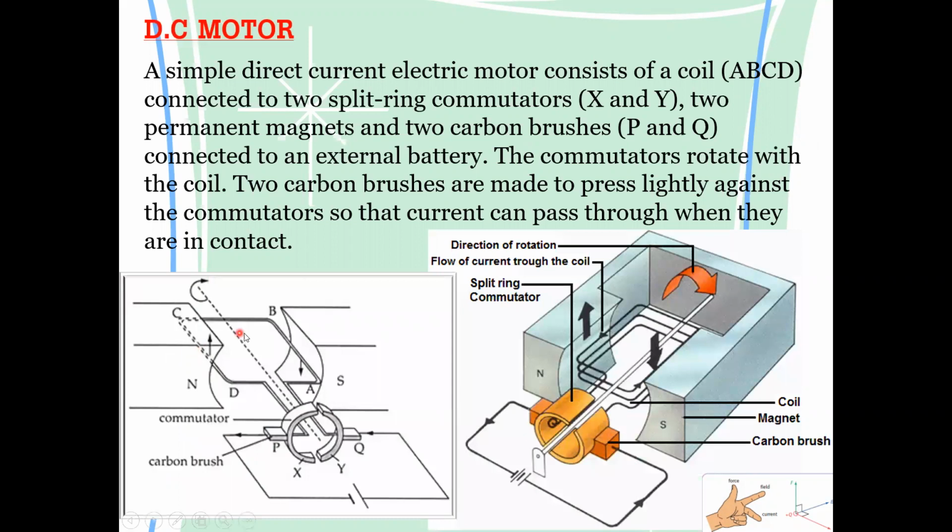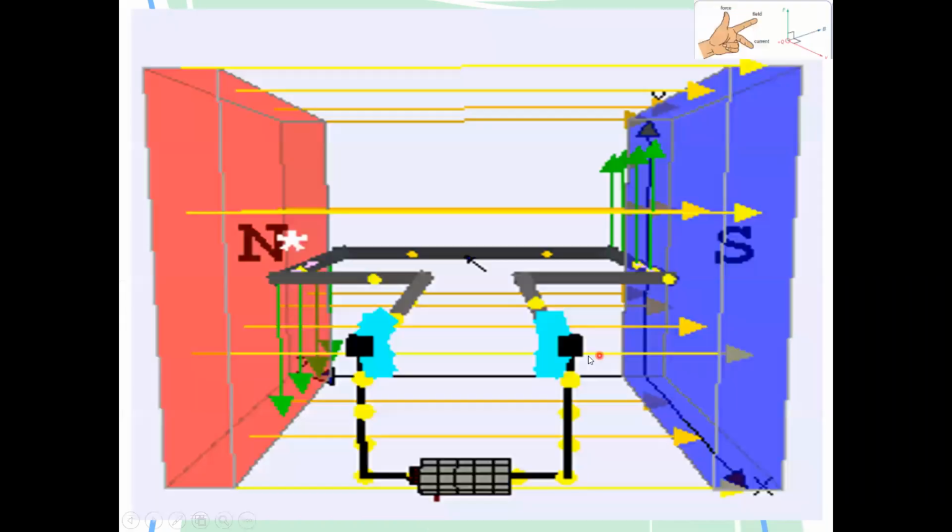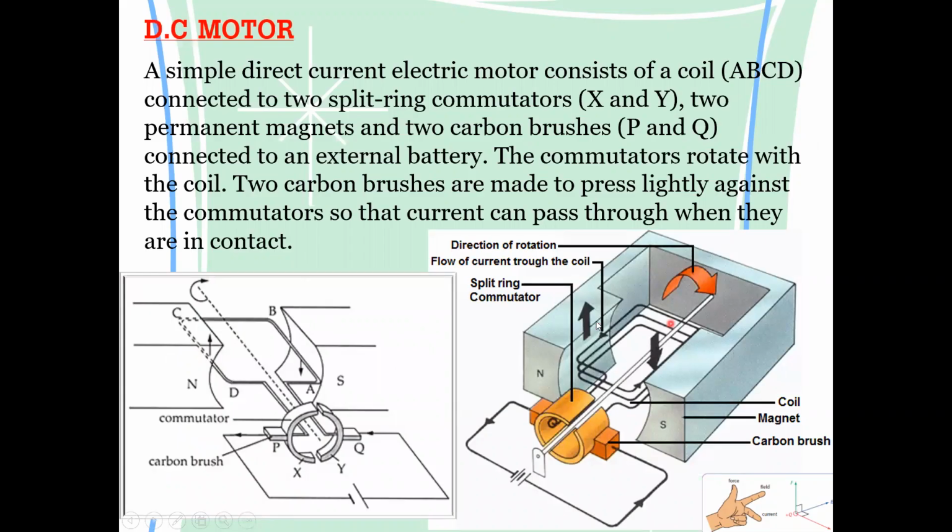What we have in a DC motor, the labels: we have a permanent magnet, with north and south poles, as you can see on the image. Then we have a rectangular coil. Then we have the split ring. In an AC generator, we use slip rings, but here these rings are broken down, so that's why we call them a split ring. So X and Y are the split rings, and we have a supply.